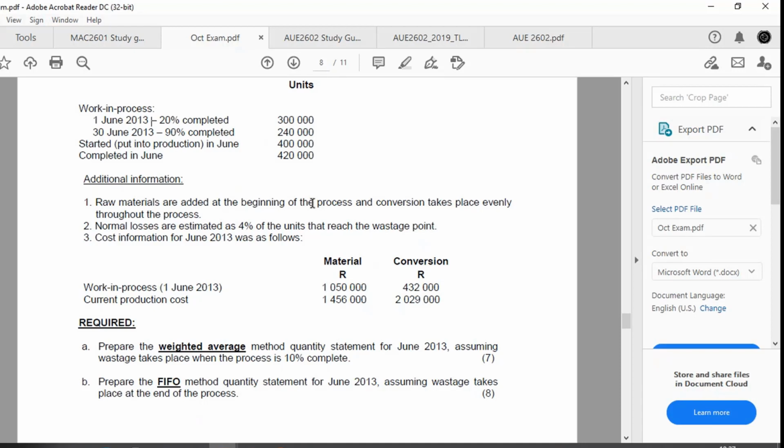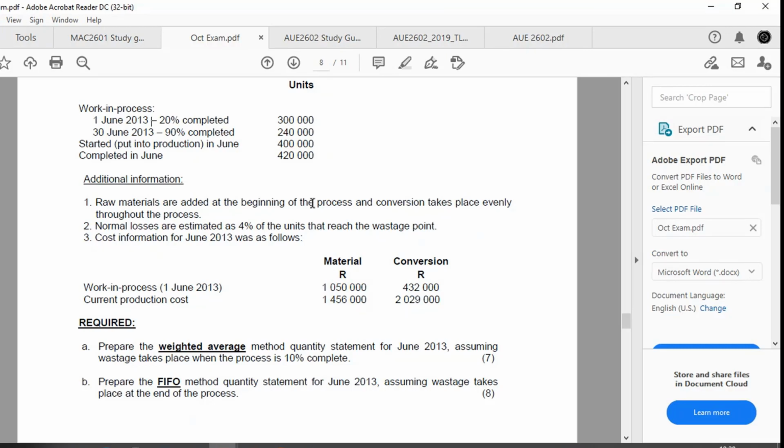Normal loss. Okay, so now there's that normal loss situation. I hope you guys have a bit of a clue. Normal loss is estimated at 4% of the units that reach the wastage point. Cost information for June 2013 is as follows. Work in process had a value of 1 million. And then they also give you the conversion. Then current production cost, they give you the information.